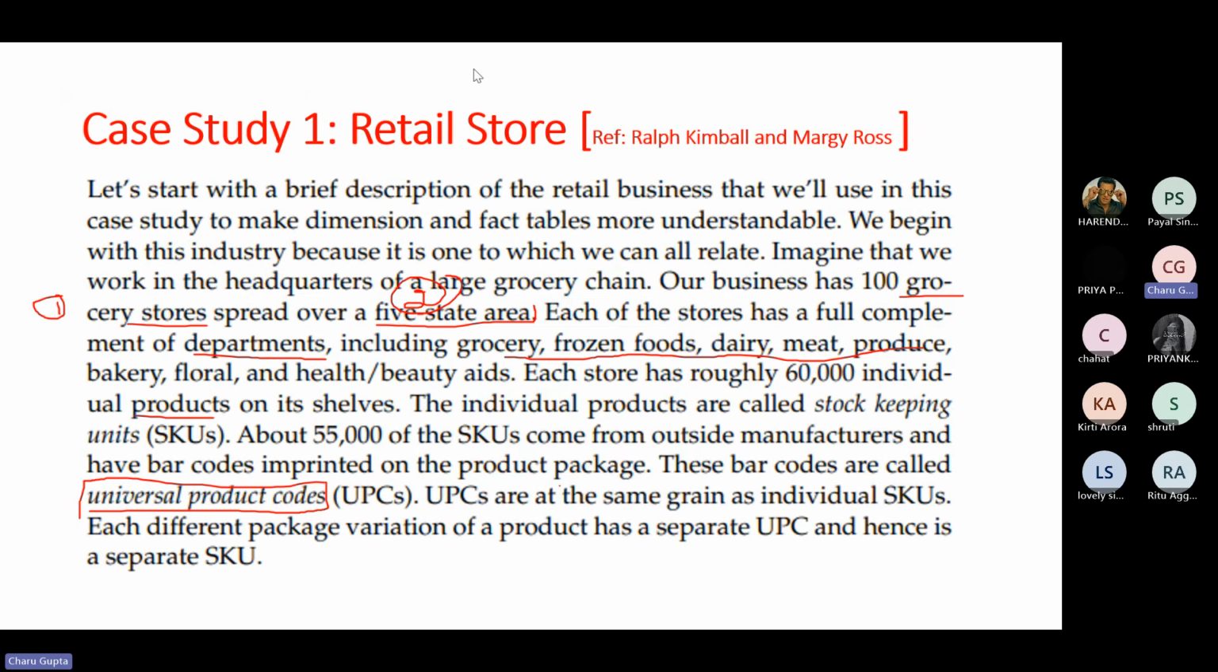Now let us see one example case study. This is a case study of a retail store wherein we have to identify what are the different fact tables and what could be the different dimension tables. Let's go through this case study.